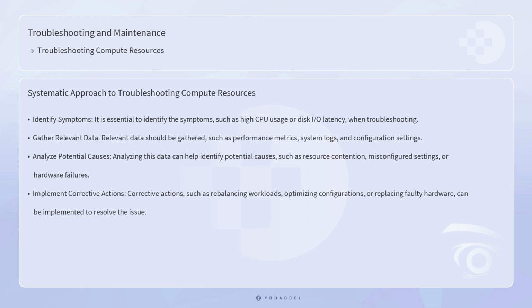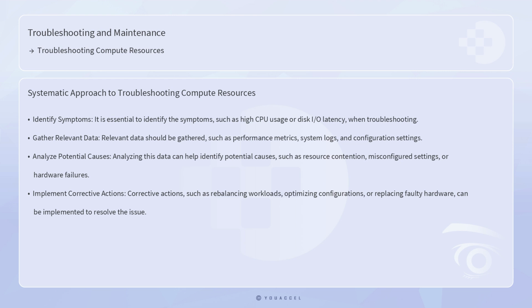When troubleshooting compute resources, it is essential to adopt a systematic approach. This involves identifying the symptoms, gathering relevant data, analyzing potential causes, and implementing corrective actions. For example, if a VM is experiencing slow performance, the first step is to identify the symptoms, such as high CPU usage or disk I/O latency.